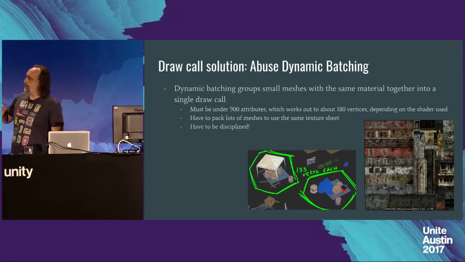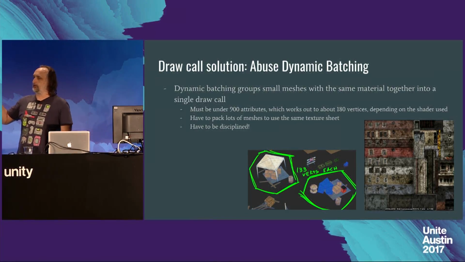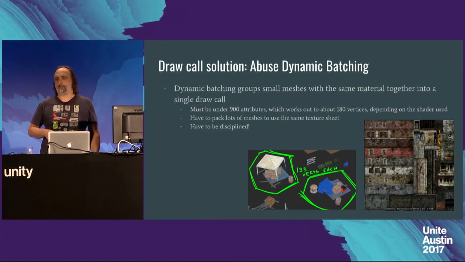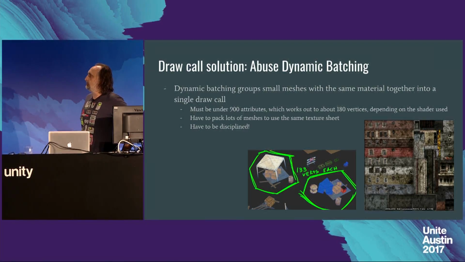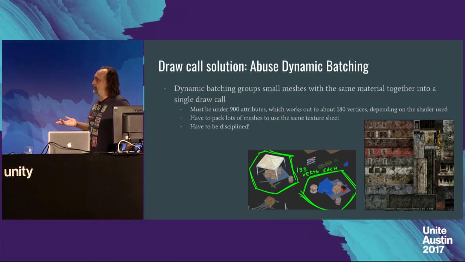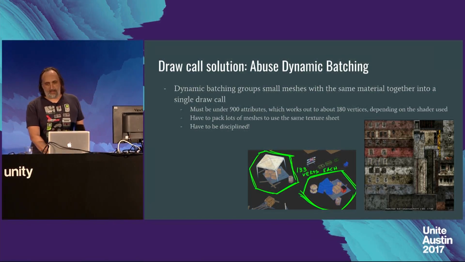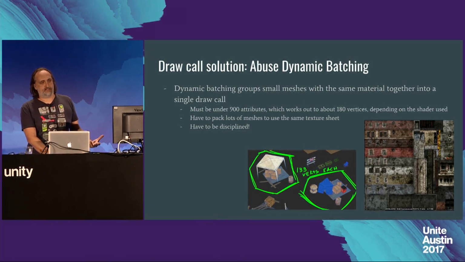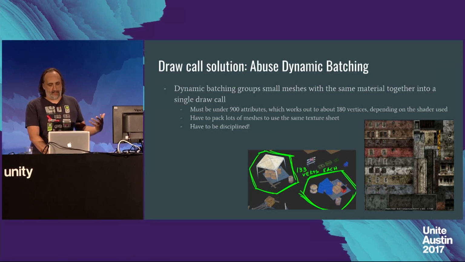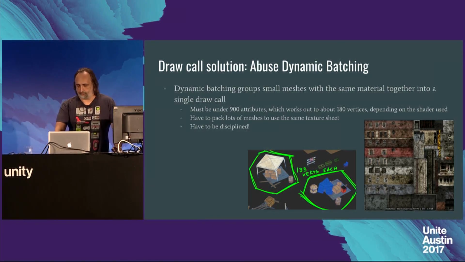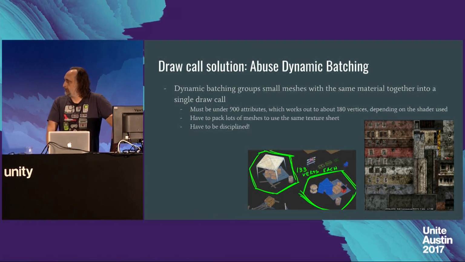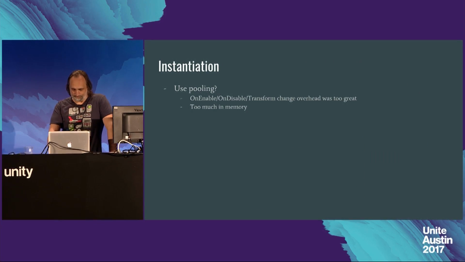Now, on some APIs, like on DX11, it's a little different than DX9 in terms of the total number because they have another attribute there. But generally, it works out to about 180 vertices per object. So as long as we build our entire world out of stuff that's super low poly and all on the same texture sheet and material, then it'll all get combined and drawn as one thing, which is pretty cool, but it's quite a lot of restrictions to put on the artists.